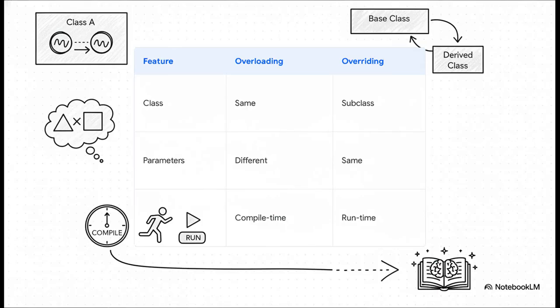To bring this whole explainer together, let's review this comparison matrix. It's basically your ultimate cheat sheet. For the class, overloading happens in the same class, while overriding requires inheritance. For parameters, overloading must be different. Overriding must be the exact same. For polymorphism, overloading is static. Overriding is dynamic. And finally, for resolution time, overloading gets sorted out at compile time, while overriding is resolved at runtime. Lock this table in your memory. It's an absolutely crucial reference for your future design decisions.